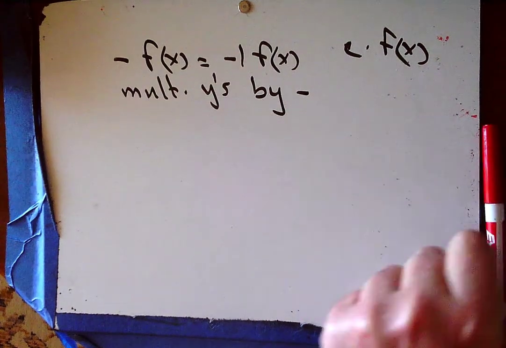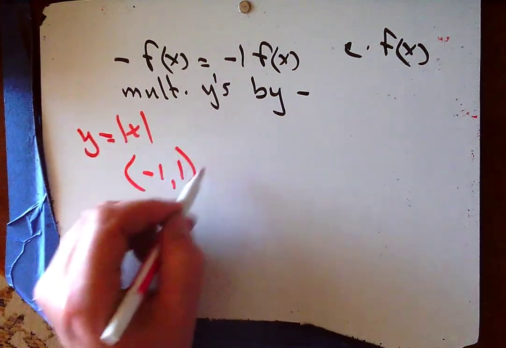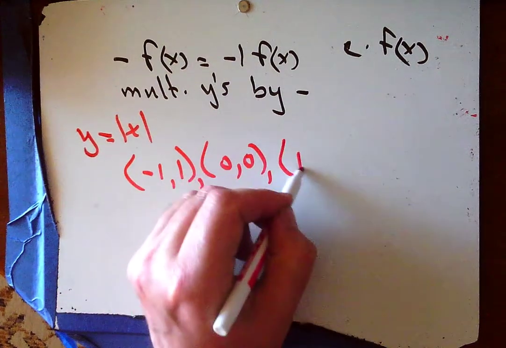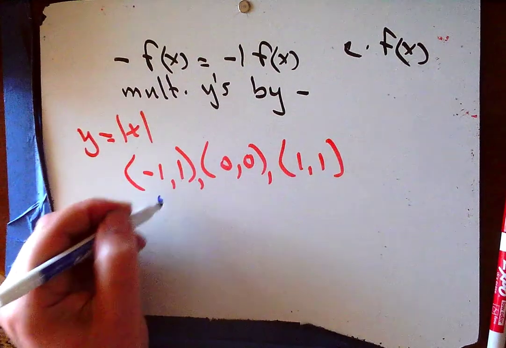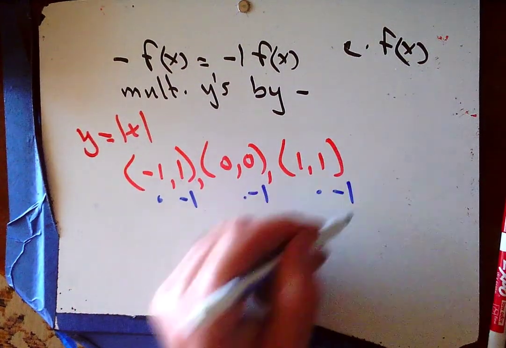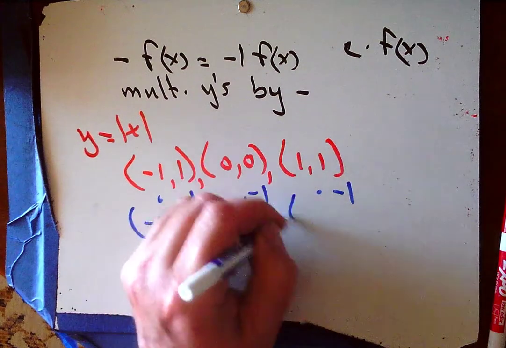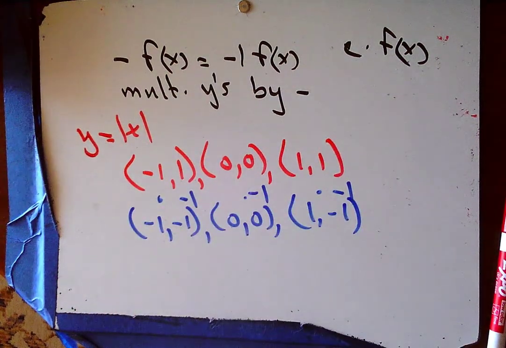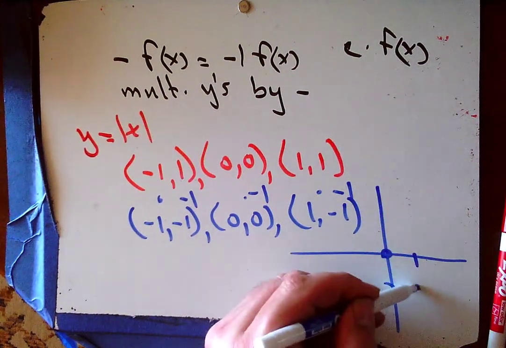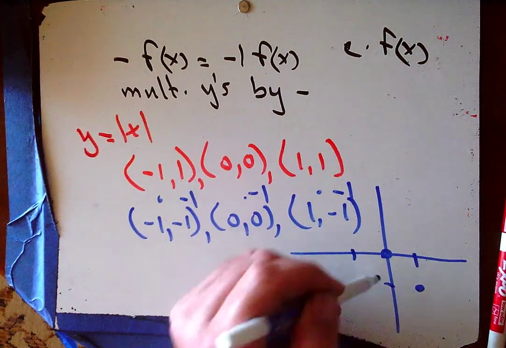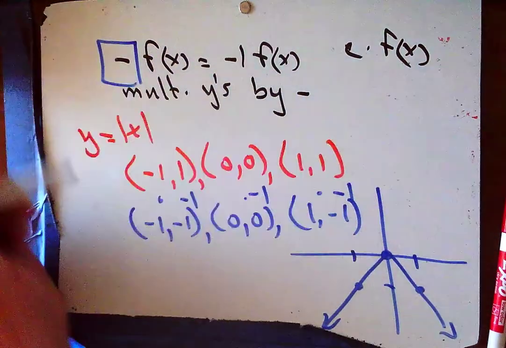Well, when we go back to our reference graph, y equals absolute x and its reference points, what happens if I multiply all those y values by negative 1 times negative 1 times negative 1 times negative 1? I end up with negative 1, negative 1, 0, 0, 1, negative 1. And what does that graph look like when we make it? Well, we're passing through 0, 0, we're passing through 1, negative 1, and we're passing through negative 1, negative 1. There's my graph.